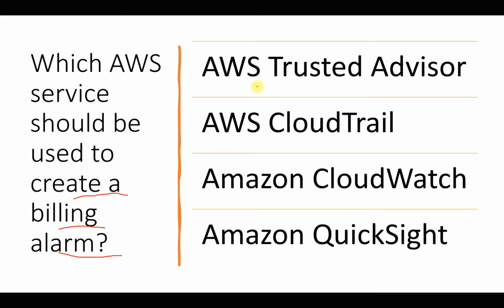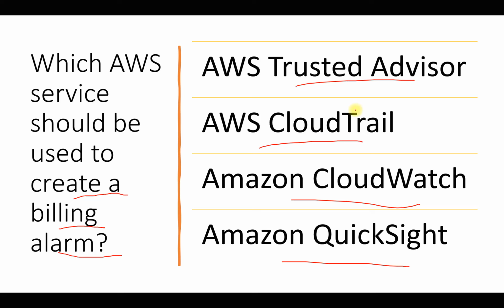So let's understand the options we have: AWS Trusted Advisor, AWS CloudTrail, AWS CloudWatch, Amazon QuickSight. If we talk about AWS Trusted Advisor, it's an online tool that provides us real-time guidance on how we can provision our resources following the best practices provided by AWS. So it's an advisor service. Next service we have is AWS CloudTrail.